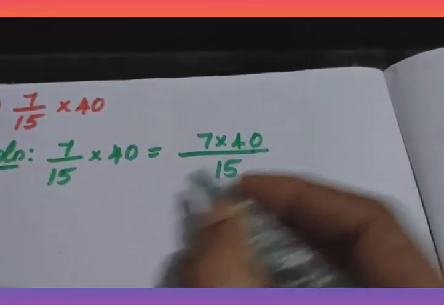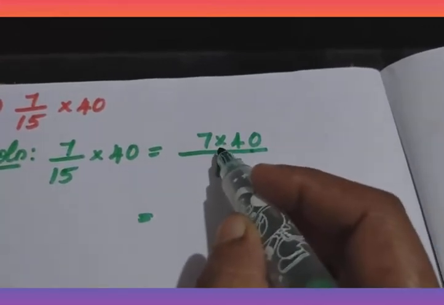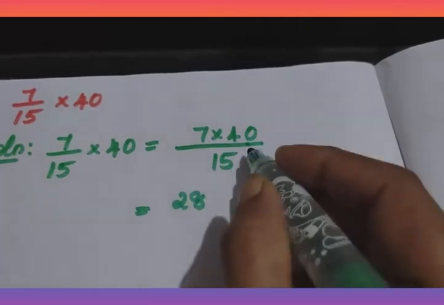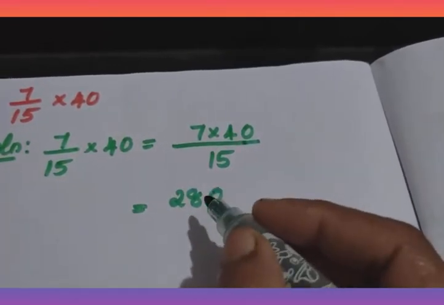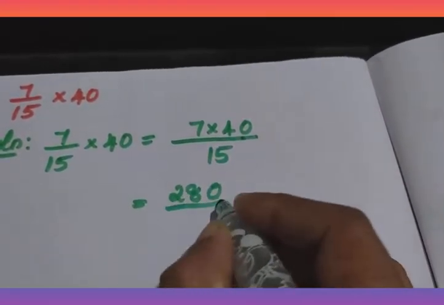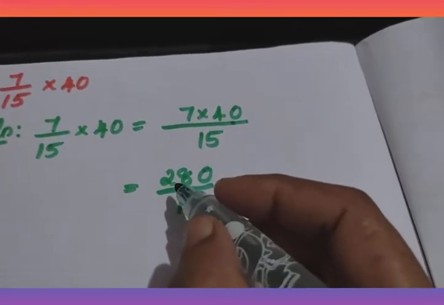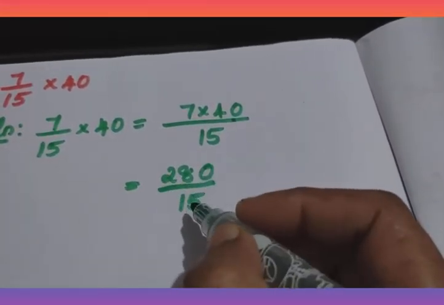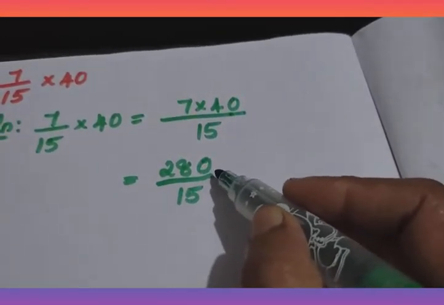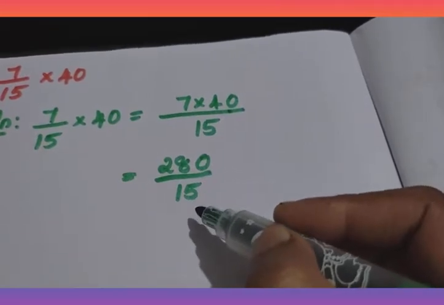So here the numerator, see, 40 into 7. We can multiply: 4 sevens are 28. We can give a 0 at the end of the number, isn't it? 40 into 7 is 280. Then divided by 15. Children, if possible we can simplify the numerator and the denominator here. The ones place is 0, here 5. So it is divisible by 5, the 5th table.